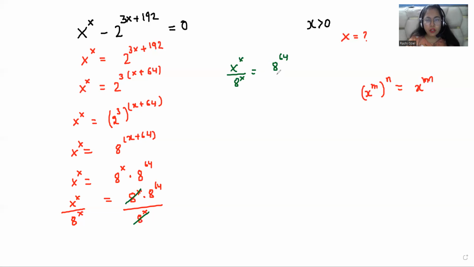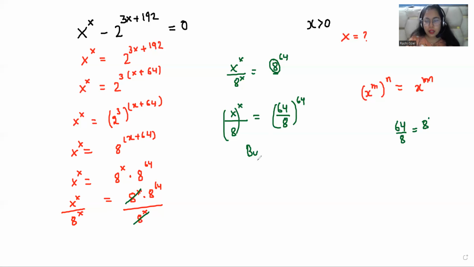So for this 8, I can say, if I divide 64 by 8, that is equal to 8. So for this 8, I can replace it by 64 by 8. This gives me the same thing. So x^x over 8^x is equal to (64/8)^64.